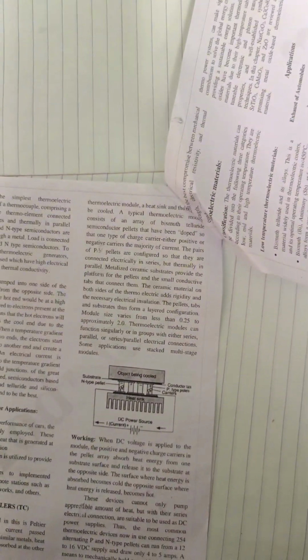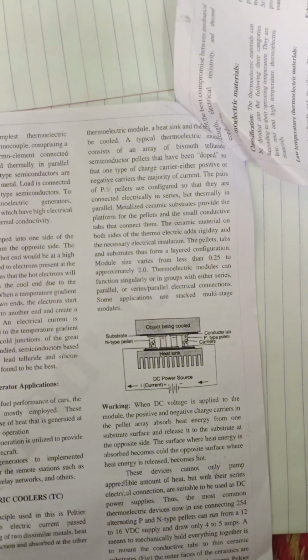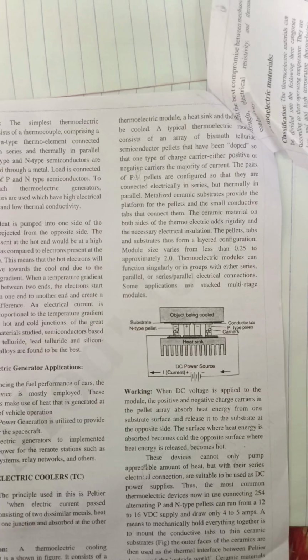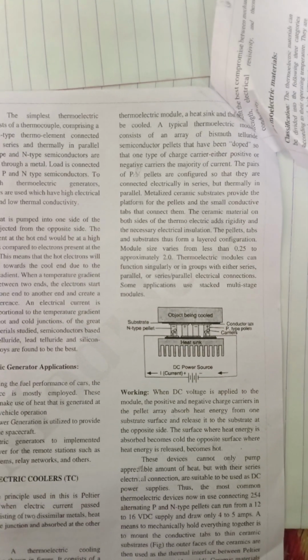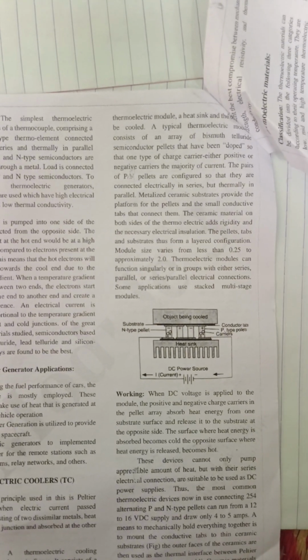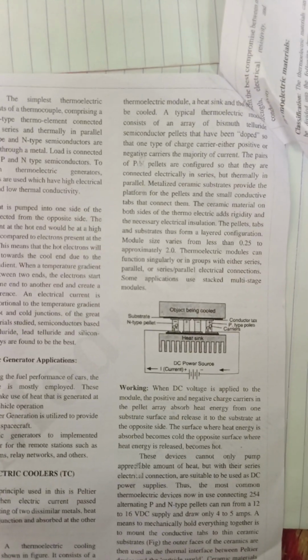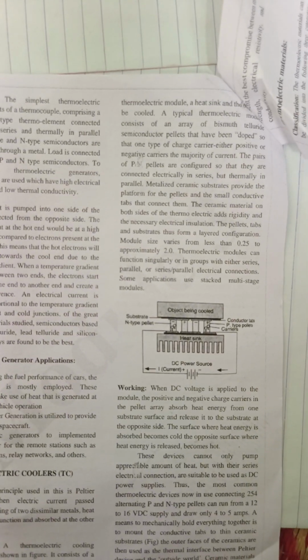It consists of a thermoelectric module, a heat sink, and a cold side. A typical thermoelectric module consists of an array of bismuth telluride or silicon pellets that have been doped so that one type carries positive and the other negative charge as majority carriers. This pair of P-type and N-type pellets is arranged so that they connect electrically in series but thermally in parallel.